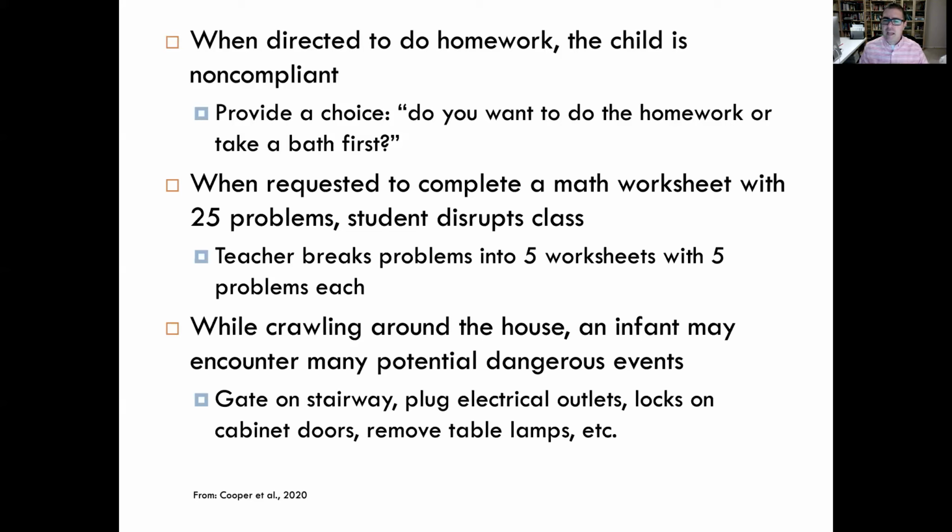So you can put a gate on the stairway, so the child doesn't go up and down and may fall. You plug the electrical outlets, you lock the cabinet doors, so kids don't open the cabinets and maybe get some dangerous chemical products. You remove the table lamps, etc. So you child-proof your house, changing the environment to decrease the likelihood that those dangerous behaviors would occur. So again, antecedent manipulation: you're preventing problem behavior from happening, and then you're encouraging the more appropriate behavior to happen.